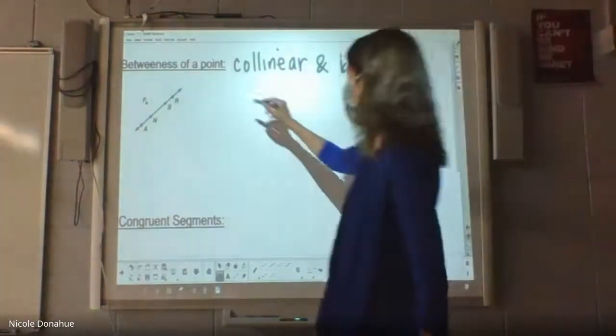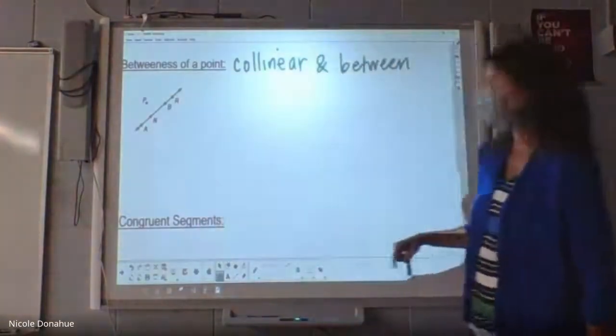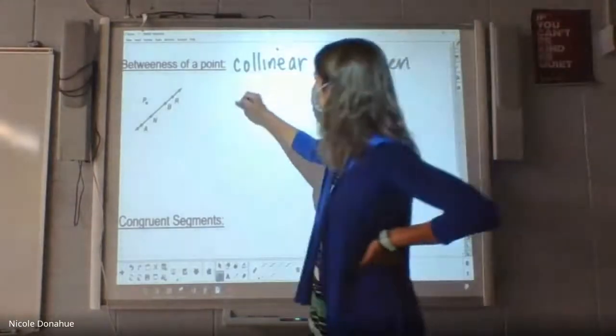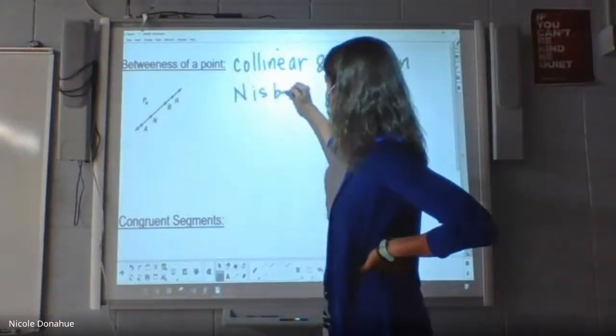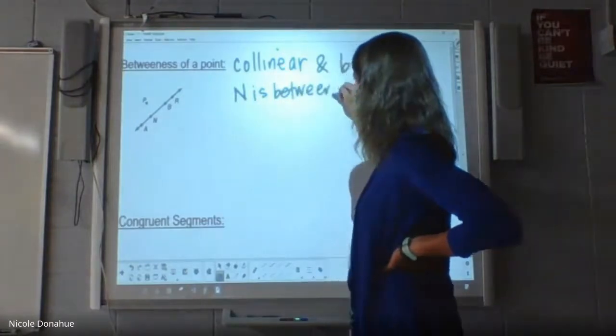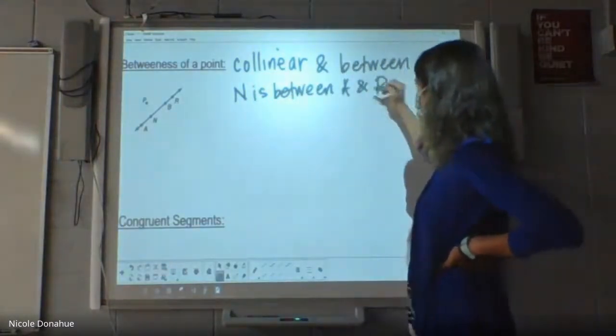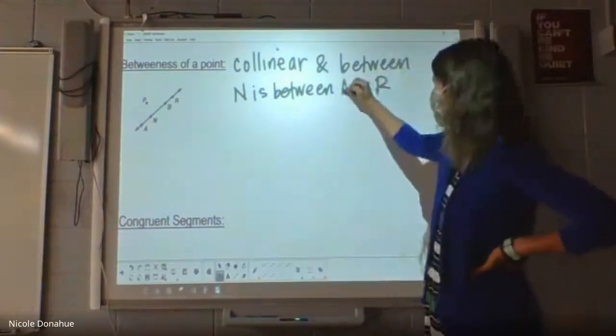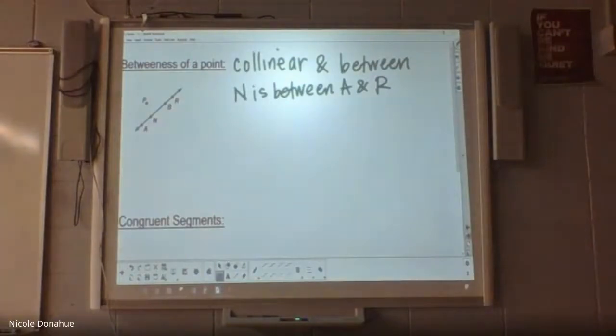So someone give me a point between A and R. Go ahead, Drake. N. So N is between A and R. Would P be between A and R? No, because P is not on that same line.